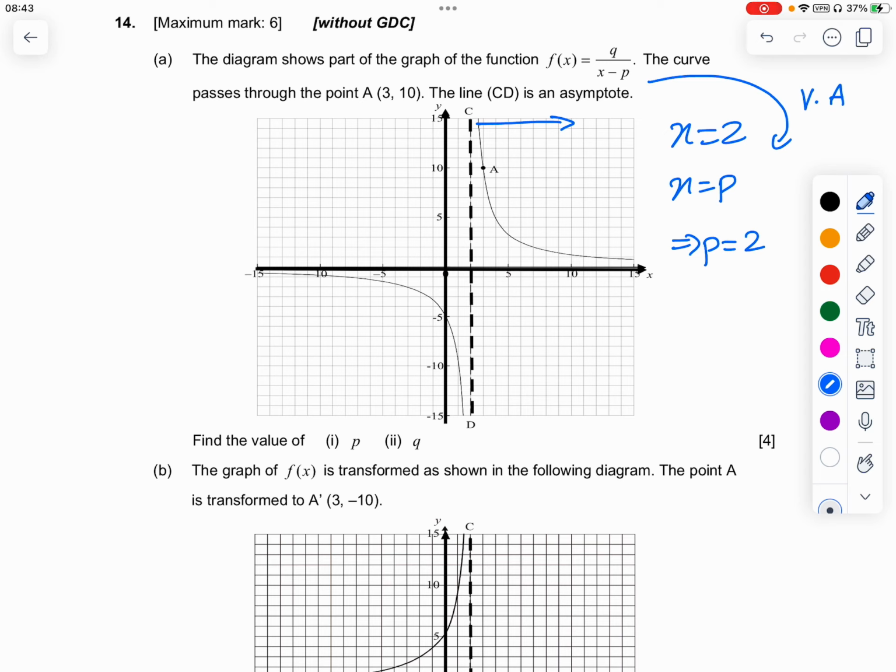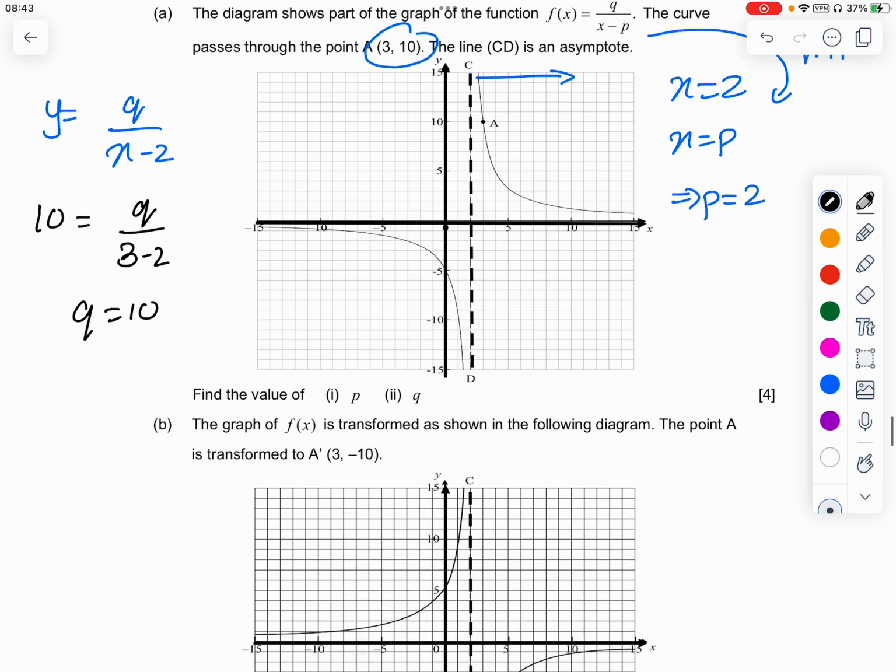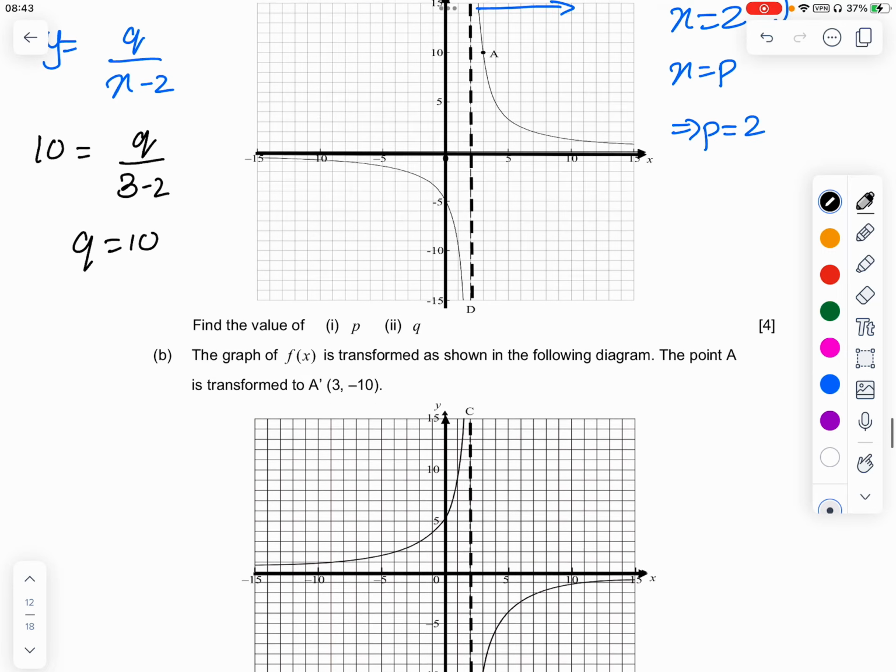So the equation now becomes y equals q upon x minus 2. Now it is passing through 3 comma 10, so plug in 3 comma 10: 10 equals q upon 3 minus 2. So what does that become? q equals 10.